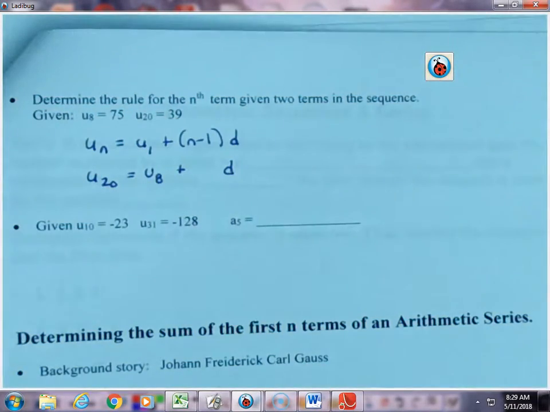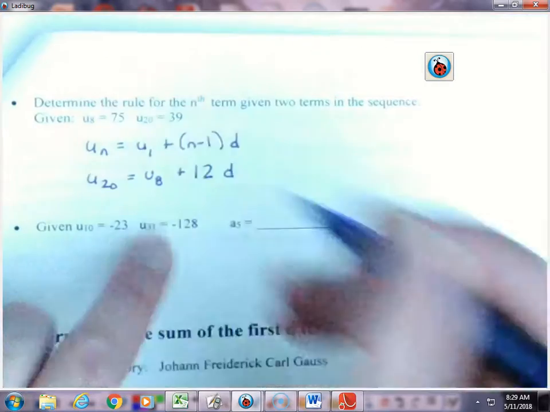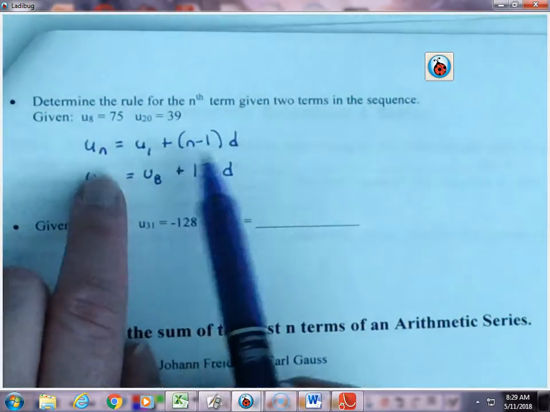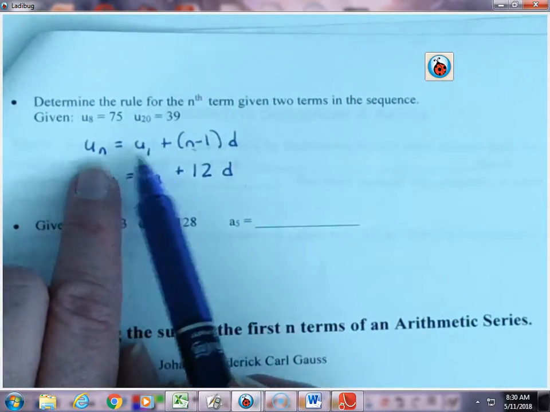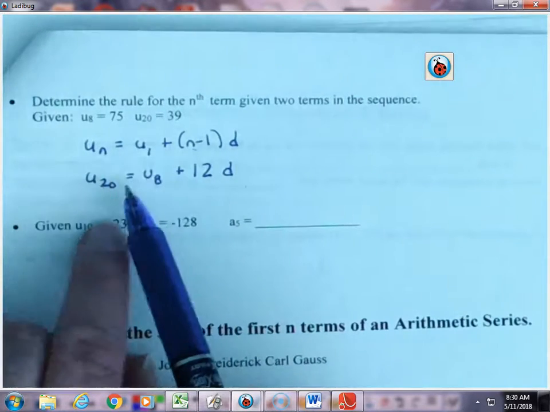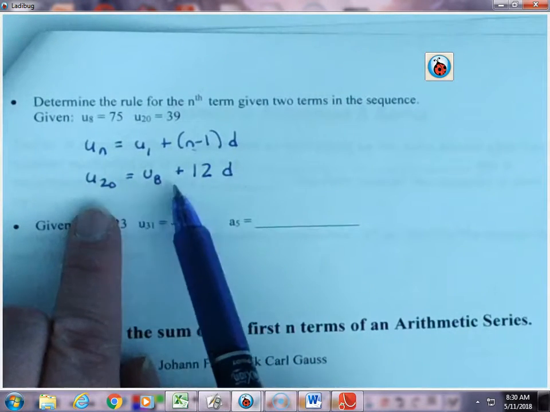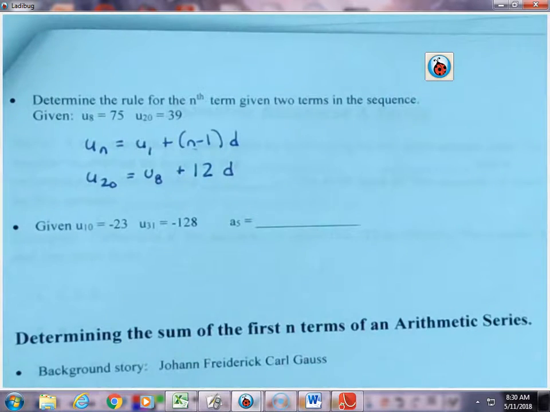So the question is, if I started at the 8th term, how many d's would I have to add to get to the 20th term? 12. Okay, now notice the pattern is kind of the same. See how what's in here is this minus this, the n minus the 1, and here it's the 20 minus the 8. Because basically you start at the 8th and you didn't start at the first one. You're going to have to add d every time until you get up to the 20th one. So it's just instead of having to write it out.